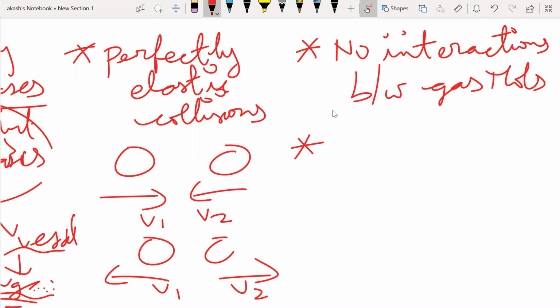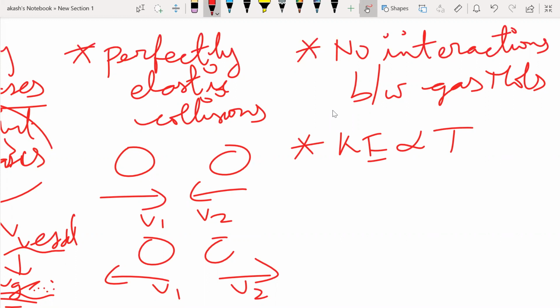And fourth point is that the kinetic energy of the gas molecules is a function of temperature. It is directly proportional to temperature. Okay, it's not going to depend on anything else, right? It is just going to depend on the temperature of the gas, right?